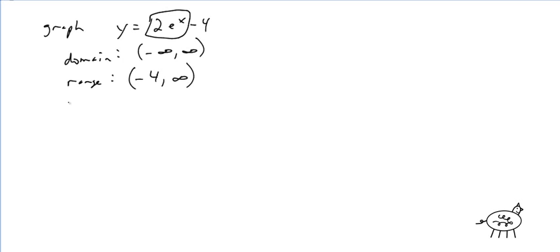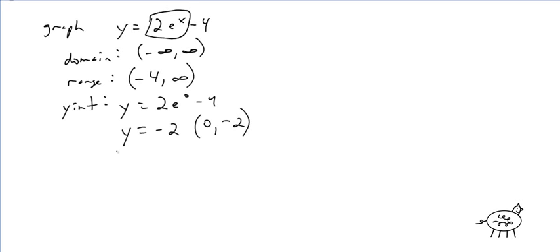All right? And the y-intercept, again, is really, really easy. You just plug in x for 0. And e to the 0 is 1. 2 times 1 is 2. 2 minus 4 is negative 2. So y equals negative 2. So it's going to be 0, negative 2. That's your y-intercept.